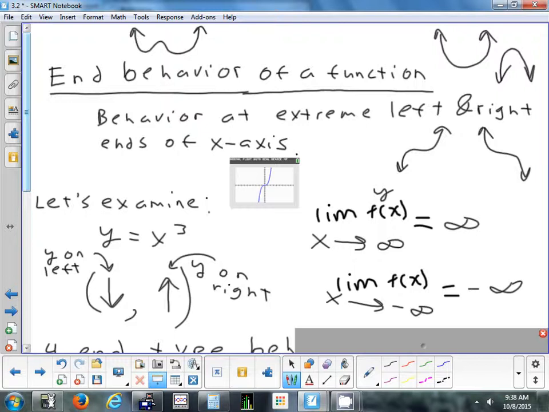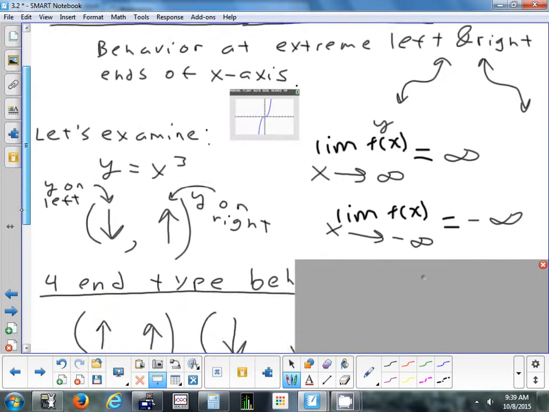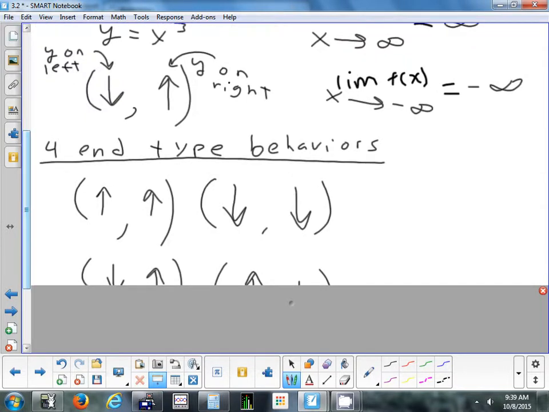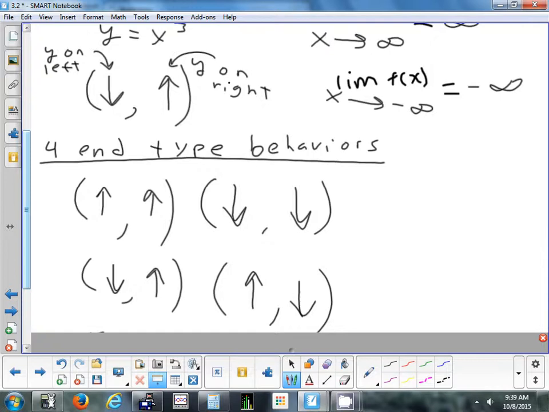I would make sure, though, that you are comfortable with that notation. So again, the proper way to pronounce it is the limit of f of x as x approaches negative infinity. Or if you want to word it a little friendlier, what's happening to y as x heads towards negative infinity. As x goes towards the left, y goes down. And as I said before, there's 4 basic end behaviors you can have: both up, both down, or one of each.